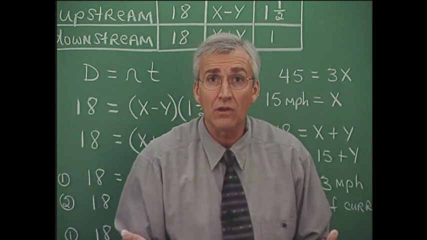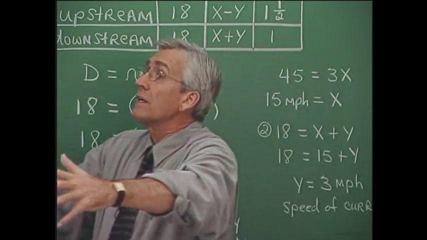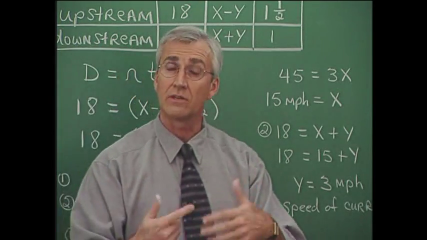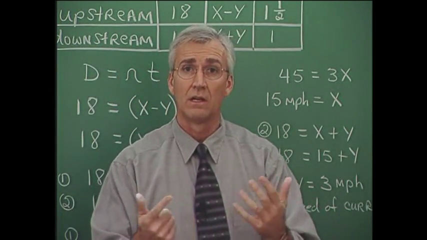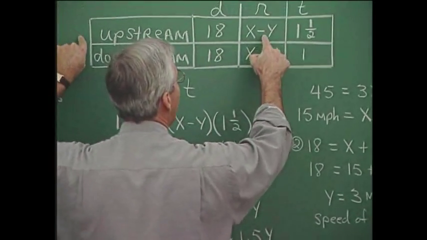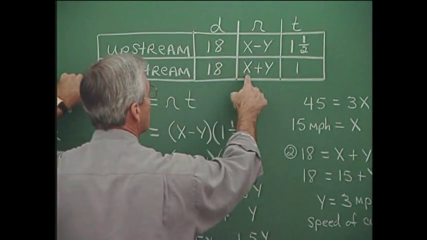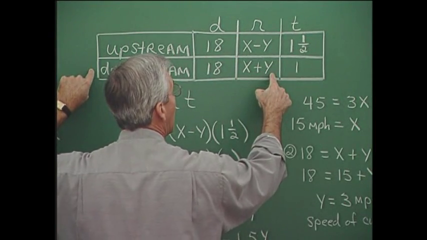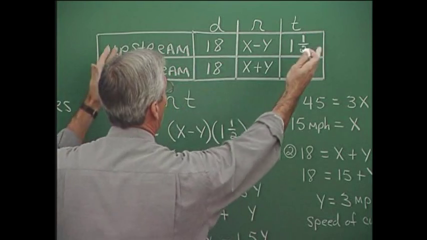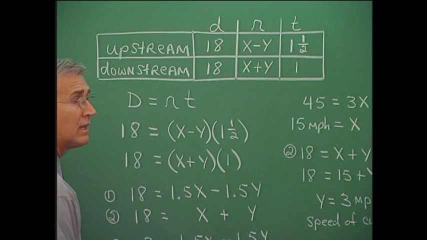You see, and then going downstream, it's like, whoa, the current is helping the boat go along. And so it's a plus idea. It's the addition of the boat speed plus the current speed. So going upstream, it's the boat speed minus the current, and going downstream, it's the boat speed plus the current as the rate.